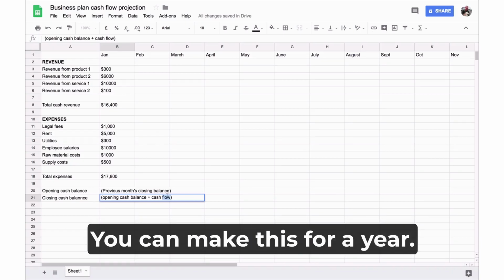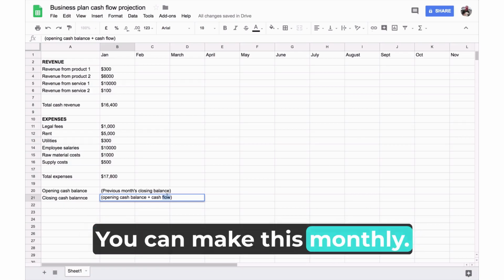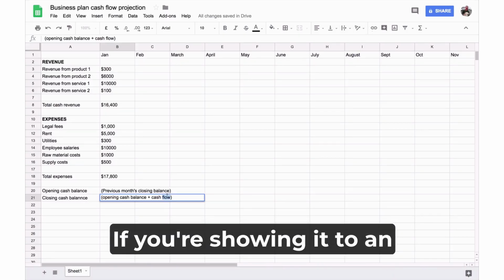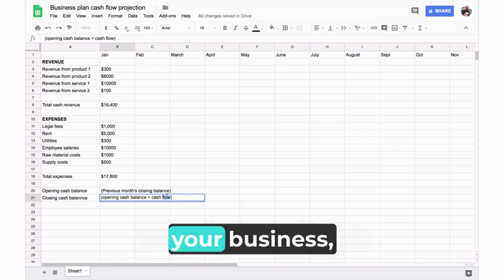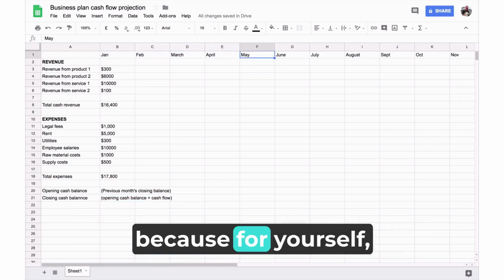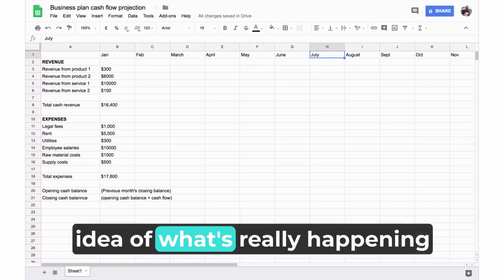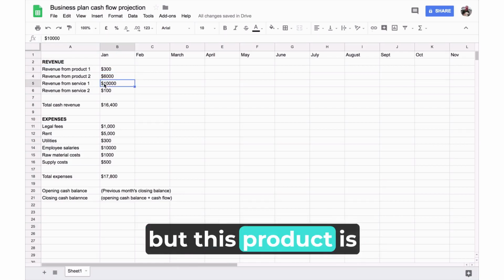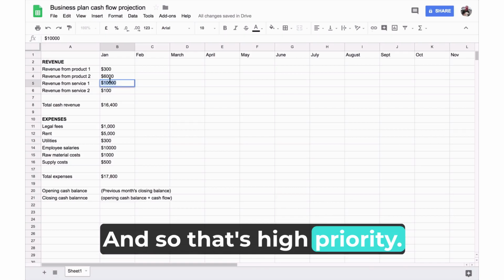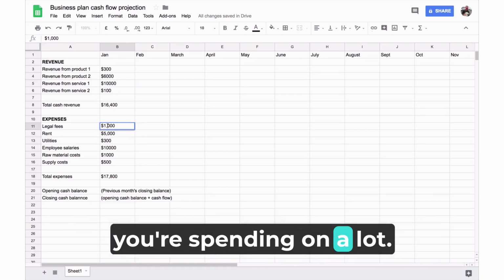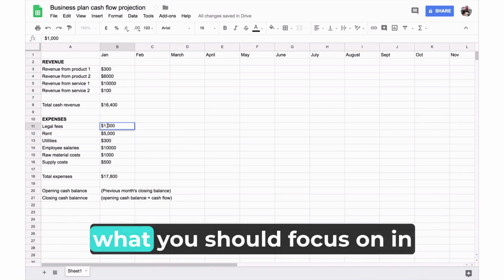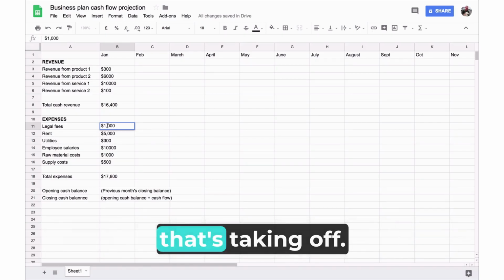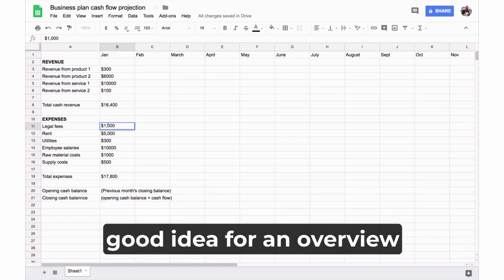You can make this for a year, you can make this for 6 months, you can make this monthly, you can make this quarterly, whatever you feel is important to show if you're showing it to an investor or whatever. If you're just starting your business, I recommend doing it monthly, because for yourself, it will give you a really good idea of what's really happening in your business. And then you can tell, oh my God, this product is not selling much, but this product is selling a lot. And so that's high priority. And then you can also see what you're spending on a lot. And so this will give you a really clear picture what you should focus on in terms of maybe decreasing spending somewhere or increasing efforts for some product that's taking off. So this will give you a really good idea for an overview of your business.